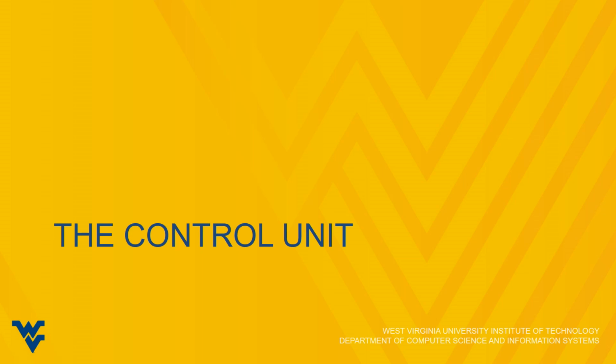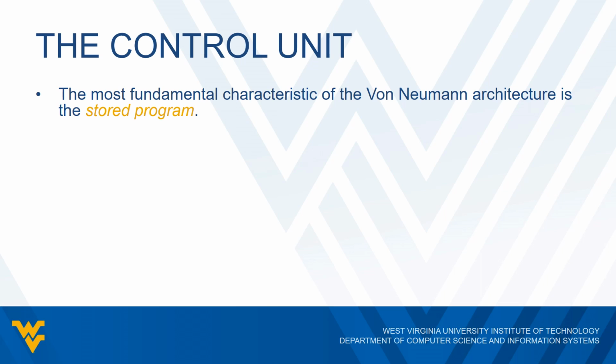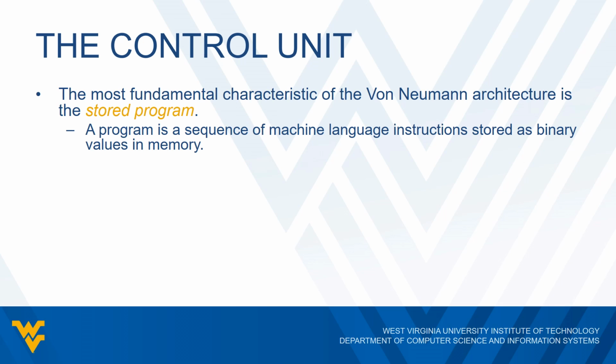We'll now talk about the other components of the processor or CPU, which we call the control unit. The most fundamental characteristic of the von Neumann architecture is the stored program. So what's a stored program? Well, it's a sequence of machine language instructions that are stored as binary values in our memory. And it's the task of the control unit to do several things.